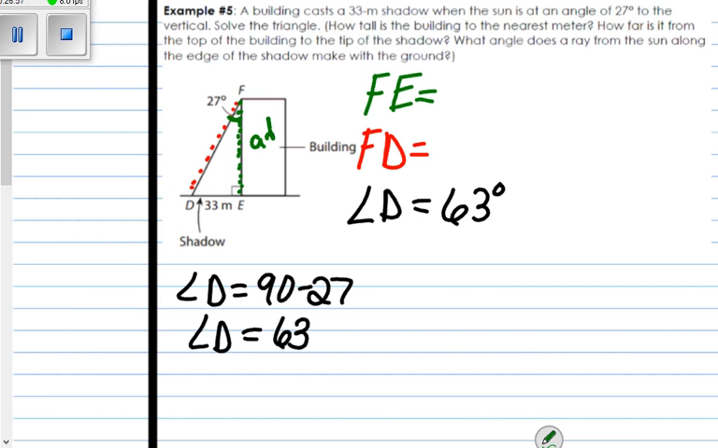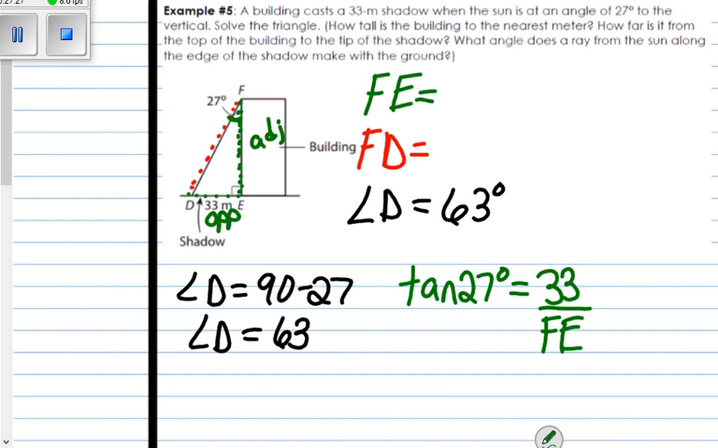It's adjacent. And we have to use this side because that's the number we know. What side is that? Opposite. What function uses opposite and adjacent? Tangent. So the tangent of 27 degrees equals opposite, which is 33, over adjacent, which I'm going to call FE. Tangent of 27 equals opposite, 33, over adjacent.